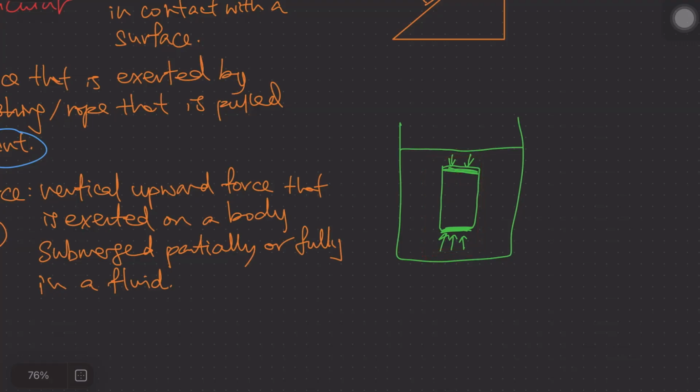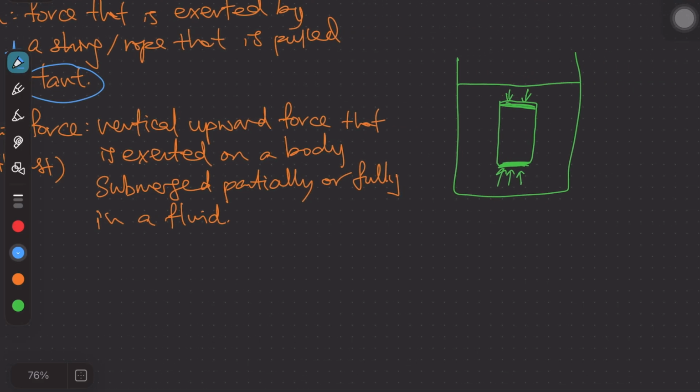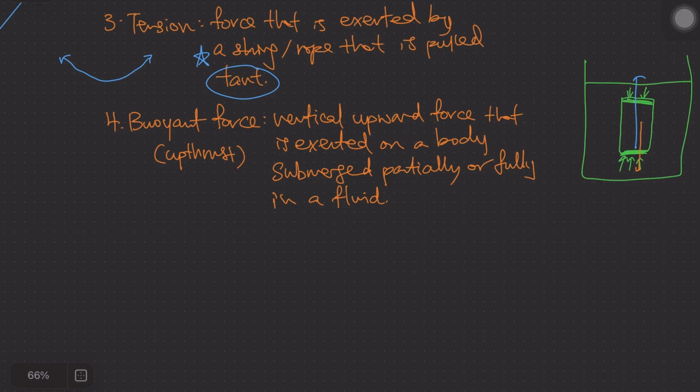So if this upward force is greater than this body's weight, what will happen to my object? My object will float. Otherwise, if the weight is in fact larger than the upthrust, then the object would sink. So that's the idea of buoyant force, also known as upthrust.